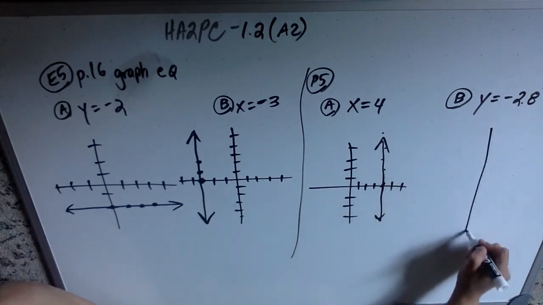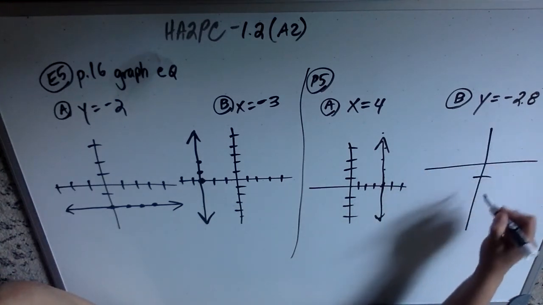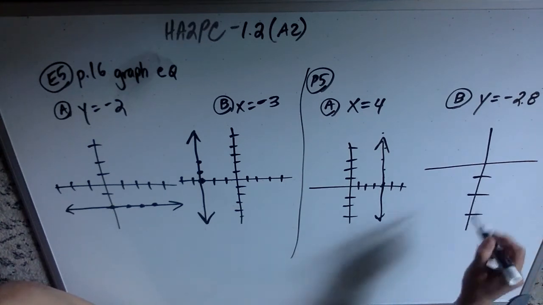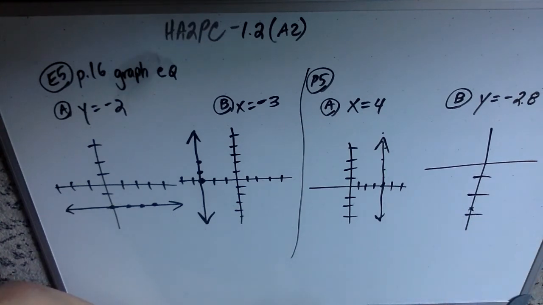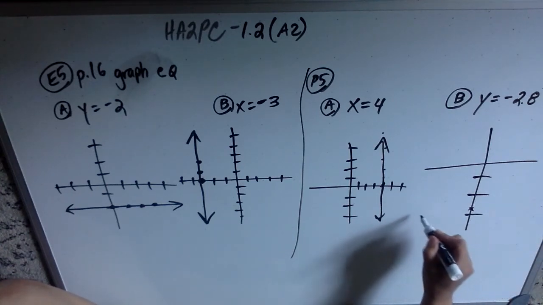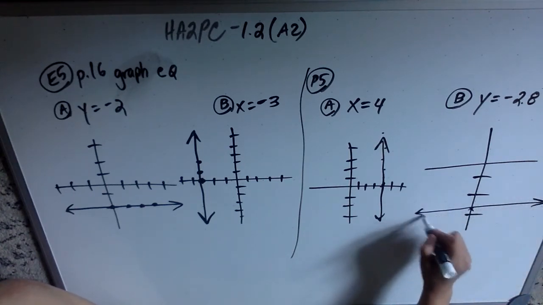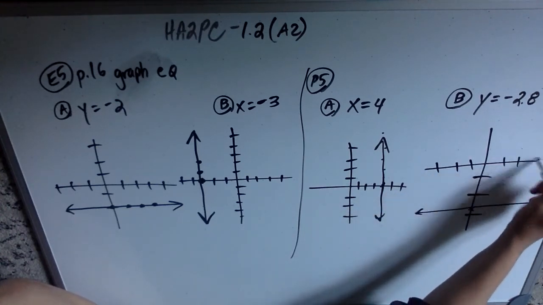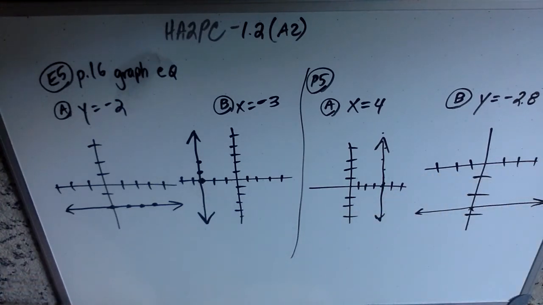Y is negative 2.8. I only picked that because I wanted you to see that it doesn't have to be whole numbers, okay? So negative 2.8 is somewhere around here, right? Because this is negative 2 and this is negative 3, so that's negative 2.8. So we're looking at the horizontal line right around here, okay? And again, I only picked 2.8 because I wanted you to see that it doesn't have to be whole numbers.